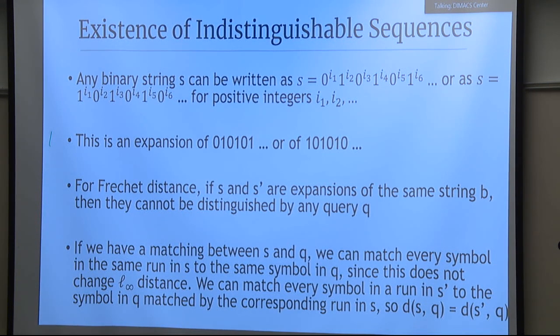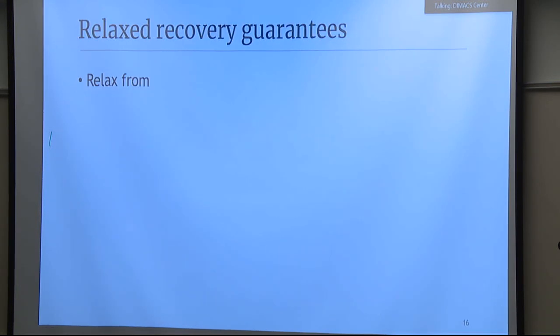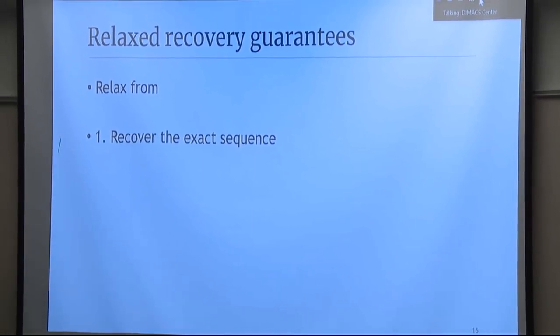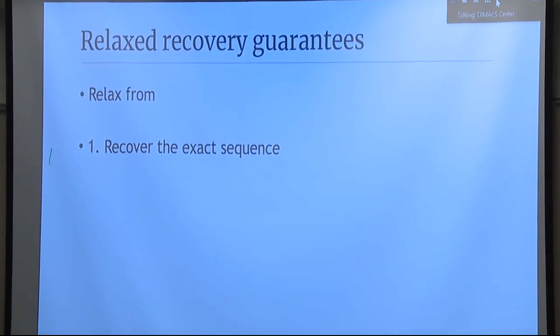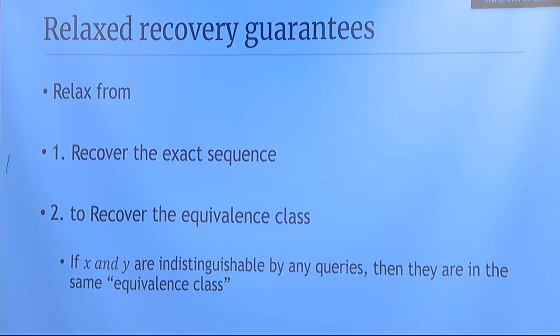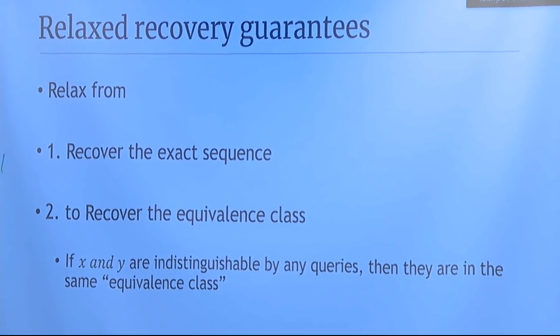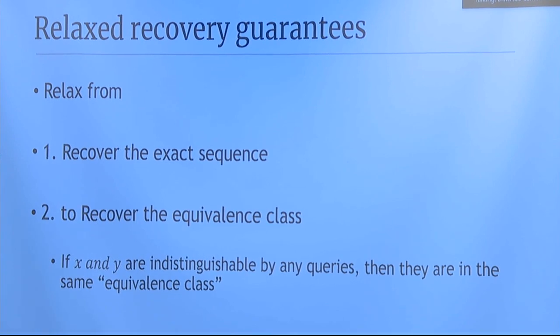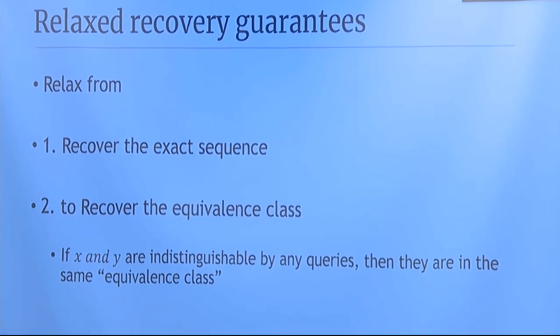So it's not particularly interesting, but it leads to the notion of relaxing this problem from that of recovering the exact sequence, which we provably can't do for Frechet, to recovering an equivalence class of sequences. If X and Y are indistinguishable by any queries, they are in the same equivalence class.